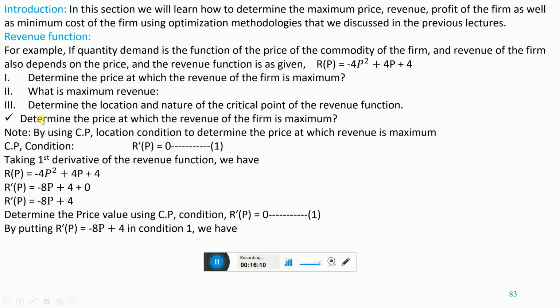Determine the price at which revenue of the company is maximum.